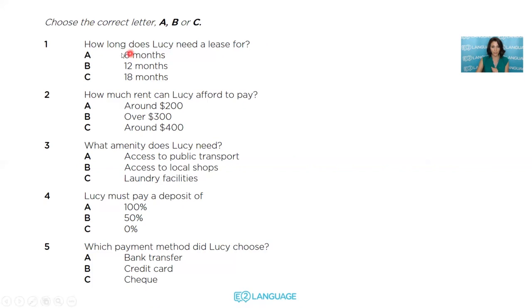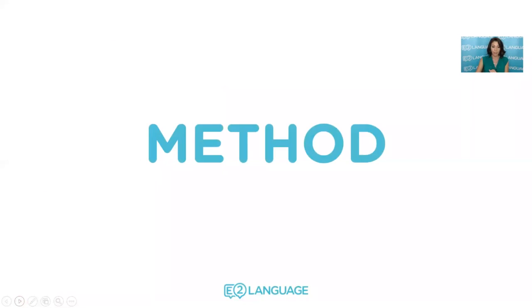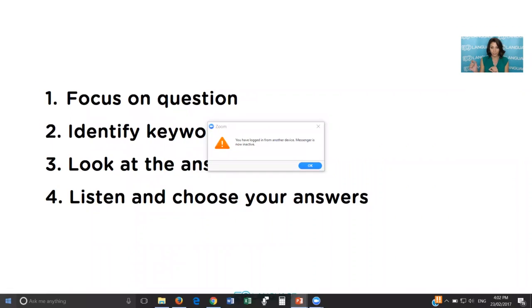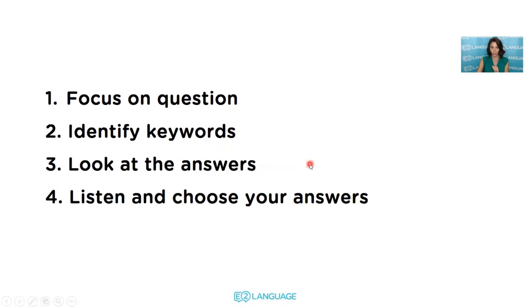So here's your questions, and here are your multiple answers, of which you have to choose either A, B, or C. And on your answer sheet, you just need to write the letter of the answer. So the method for this, the first thing you want to do is focus on the question and then identify the key words in the question. So these are important words that when you hear them in the audio, you will know that your answer is coming. Now always be careful with keywords that you also listen out for synonyms or words with the same meanings.